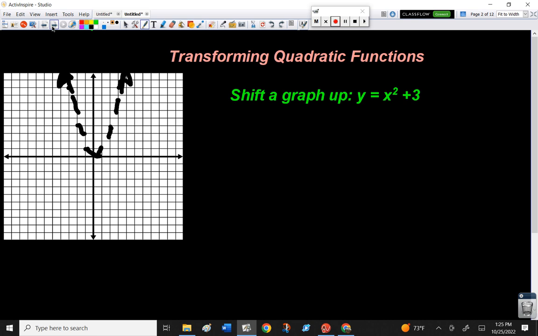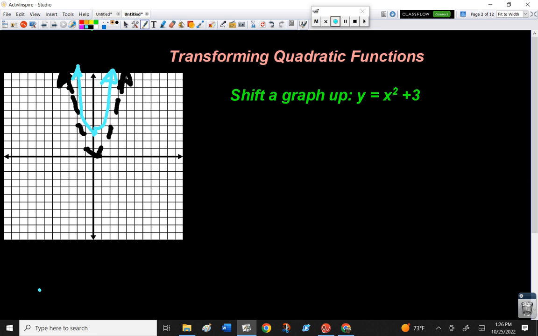We're going to transform by shifting a graph up. And this is going to be y equals x squared plus 3. So what does that look like when we shift this graph up 3 units? Well, I'm going to take my marker and shift this graph up 3 units, which means I'm going to go up 1, 2, 3. I'm going to put a dot. And now, ladies and gentlemen, I'm going to draw another quadratic, just like that. Okay? That shifted the graph up 3 units.